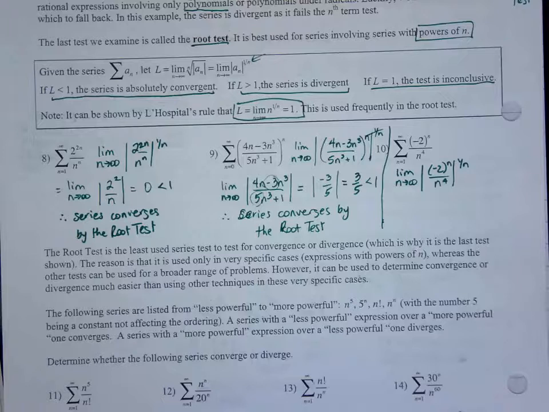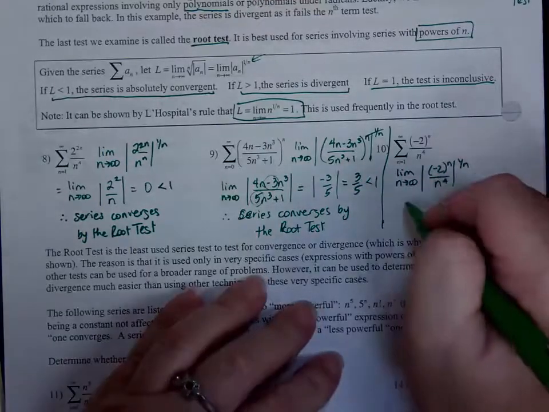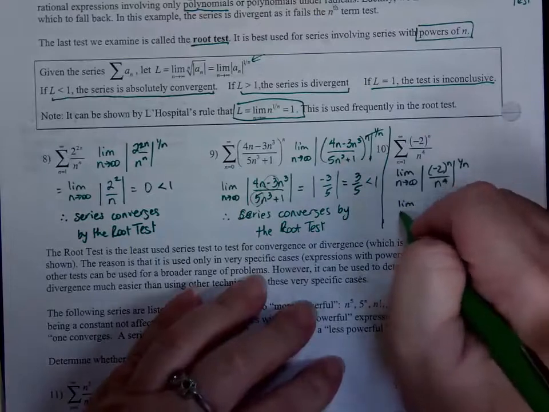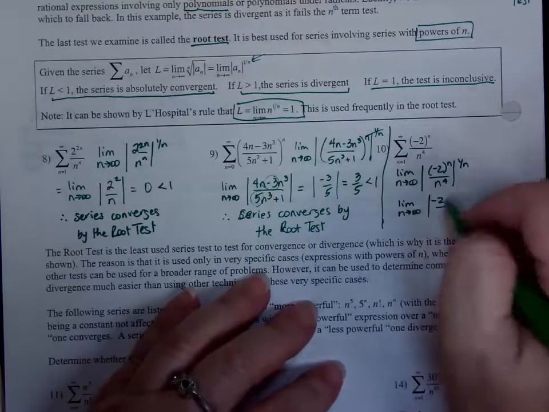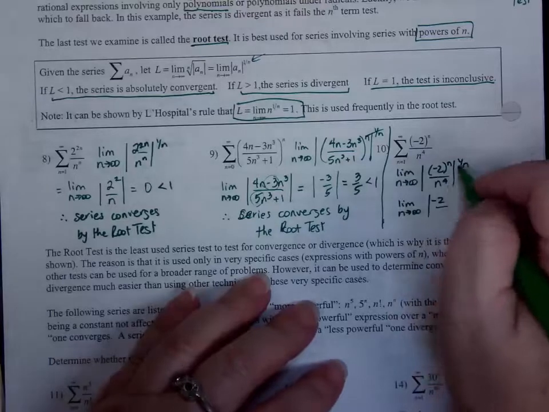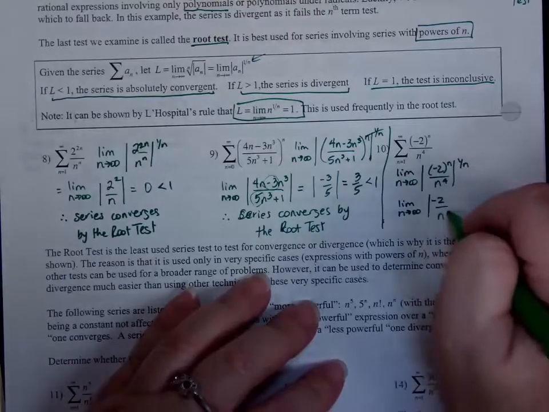So what's going to happen on top? What's it going to clean up to be? Negative 2, just negative 2, right? Because the n and the 1 over n are going to cancel for the top. So this is the limit as n approaches infinity of just negative 2 on top. And the bottom, I'm going to multiply the exponents. So this is going to be n to the 4 over n.